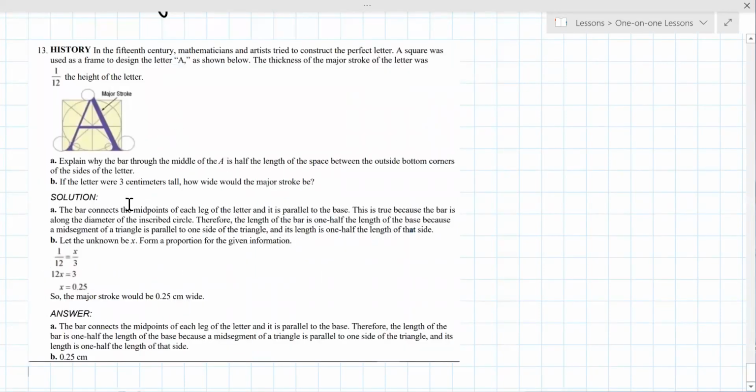Okay, so it says the bar connects the midpoints of each leg of the letter and is parallel to the base. This is true because the bar is along the diameter of the inscribed circle. So they're saying that this bar here is along a diameter, which is true. Because a midsegment of a triangle is parallel to one side of the triangle, and its length is 1/2 the length of that side. Okay. That's what it says. And then the other one is a proportion. We probably could have done that. You just said 1/12 equals x over 3.